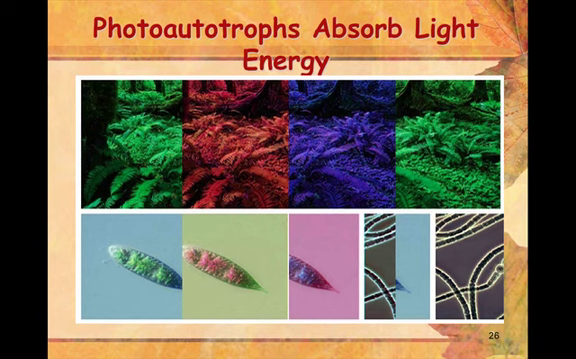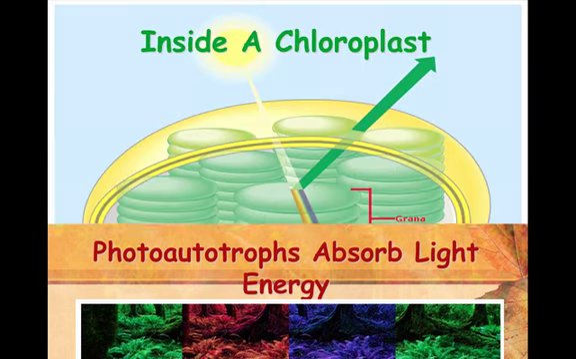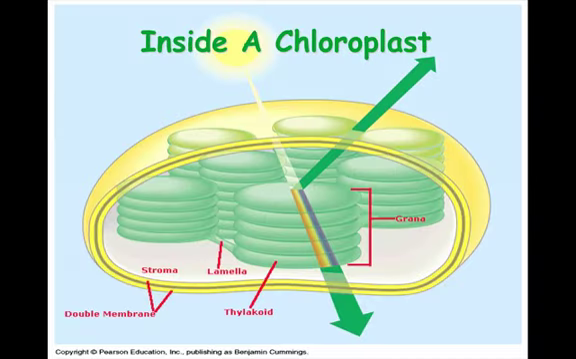Photoautotrophs absorb light energy. So they can either be plants, they can be plant-like protists. You've got the euglena down there on the bottom, or they can be what's called cyanobacteria or blue-green bacteria. So these are 3 examples of organisms that use photosynthesis. Now, where does this all happen? Well, it happens inside of a chloroplast.